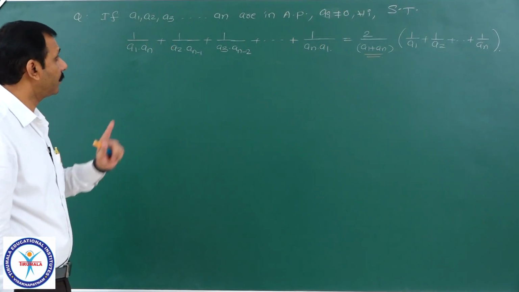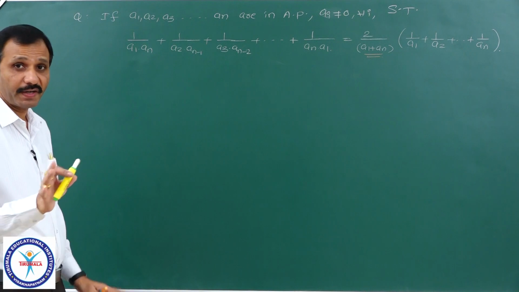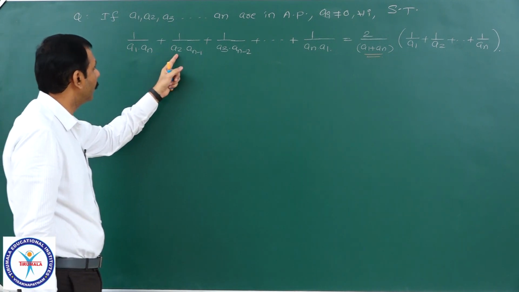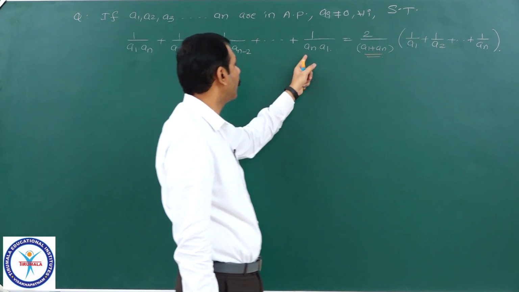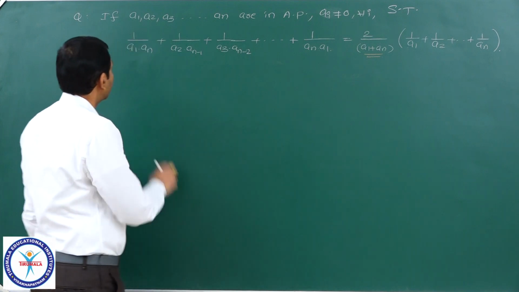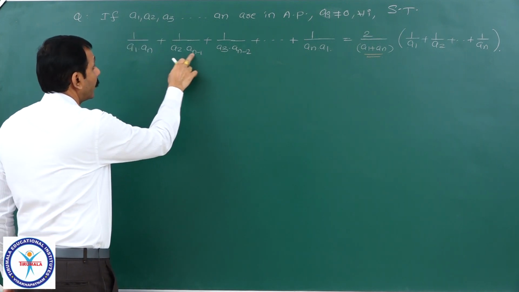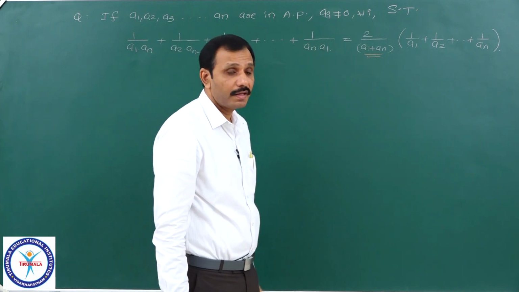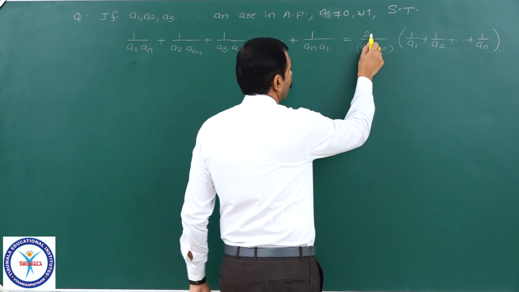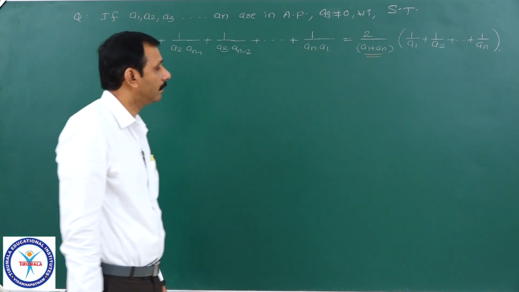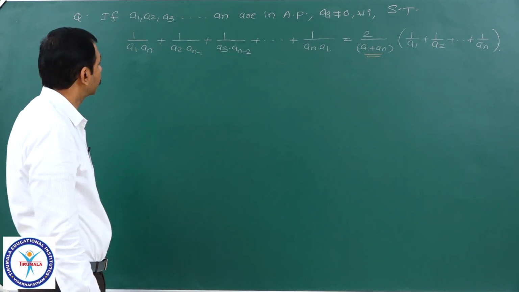Right, look at this problem. It is a bit different from the previous one. The previous one was given 1 by a1 a2, a2 a3, a3 a4 and so on, an plus 1. Whereas here it is a1 an, a2 an minus 1, a3 an minus 2 and so on, an a1, equal to. We have to show that 2 by a1 plus an into 1 by a1 plus 1 by a2 and so on, 1 by an. Very good problem this one.